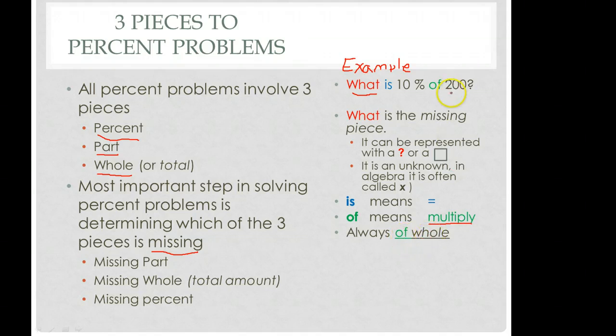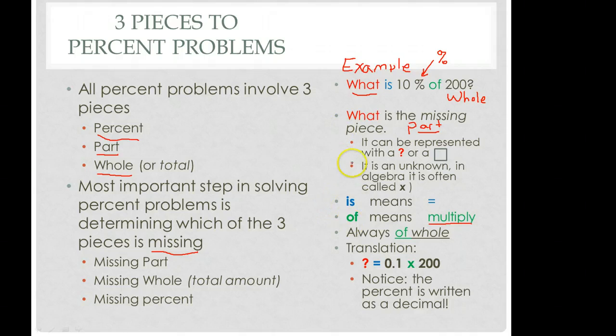So I know when I read this problem that 200 is my whole, my total amount. 10%, well, that's obvious because I have my little percent sign there. That's my percent. So the piece that's missing in this example is the part. You'll see when you do the homework that I frequently give you a hint. I say, as a hint, the part is what's missing. And that's to help you set things up.